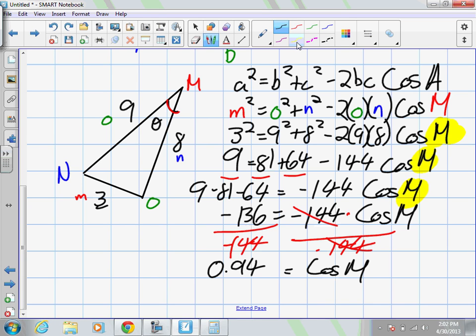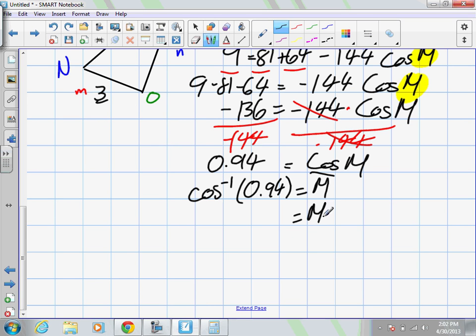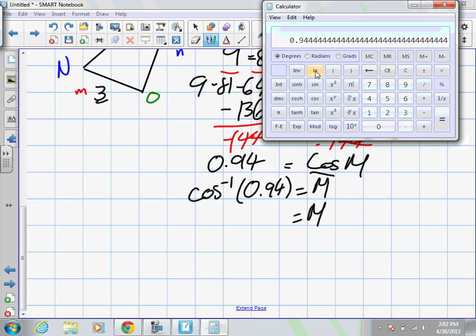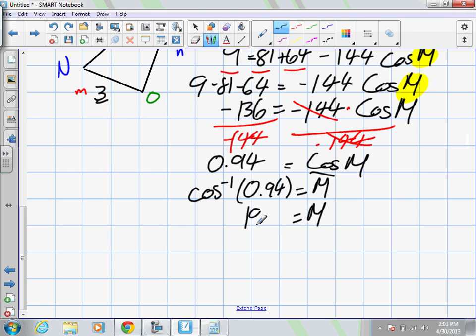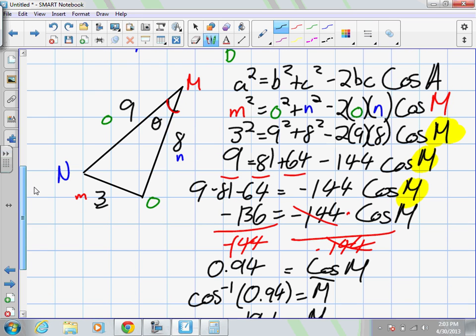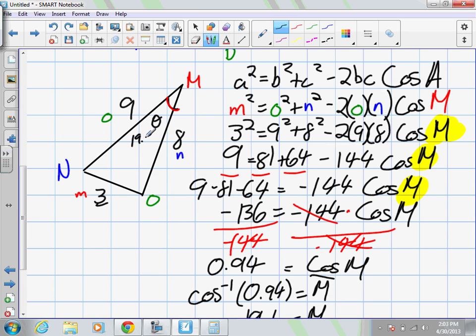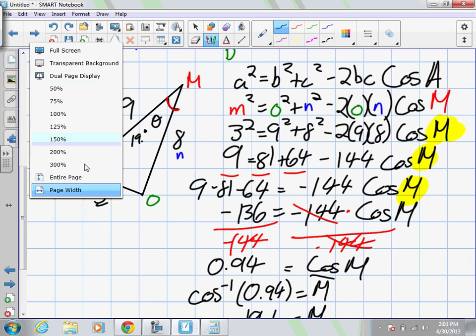We find the inverse of cos. So we move cos to the other side. It becomes the cos inverse of 0.94 is equal to angle M, not side, sorry. We take the inverse, shoot, I don't know which one's which. There it is, cos inverse. 19.1. So our angle M is 19.1, or approximately 19 degrees in this question.